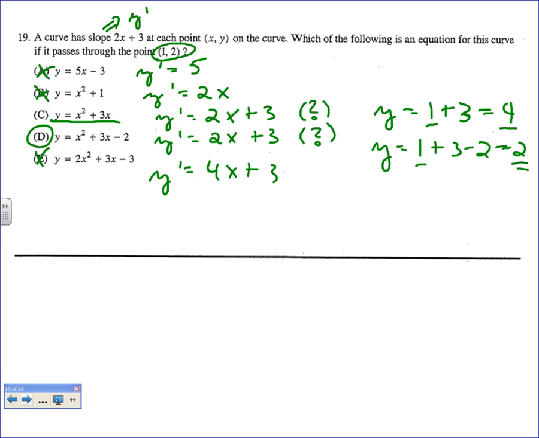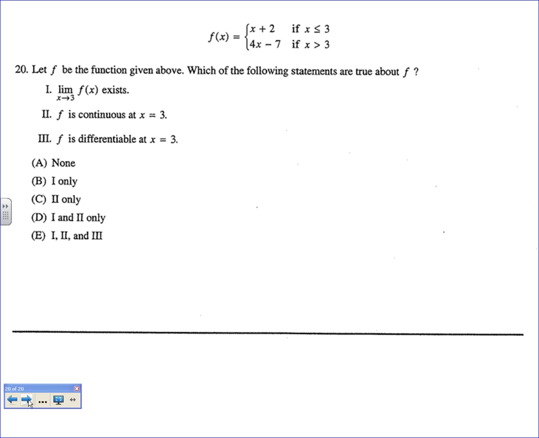Finally, number 20 for this group. Number 20 says, the function is given above, which of the statements is true? The limit as x goes to 3 exists. Remember, for a limit to exist, the sided limits have to not only exist, but they have to be equal. So the limit as x goes to 3 from the left has to equal the limit as x goes to 3 from the right. The first one has x's less than or equal to 3. Excuse me, they're coming at it from the left here. And if you put 3 in this first one, you get 5 out.